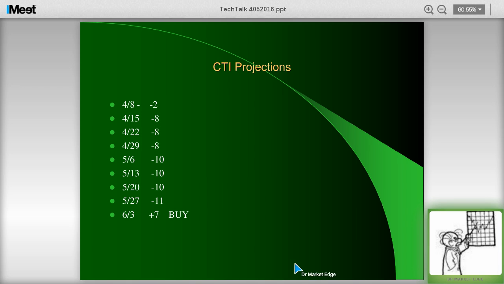Okay, this next slide is what we're looking at, the CTI projections. At the end of this week, we'll be at -2, which isn't real weak, but after going into next week, we go to a -8 for 3 weeks, then we go to a -10 for 3 weeks, and according to that, at the end of May we should probably be bottoming out somewhere around that. The old 'sell in May and go away.' This year is probably going to be another good excuse for that.